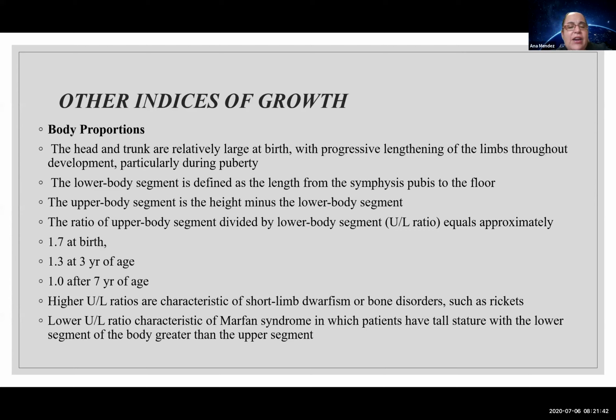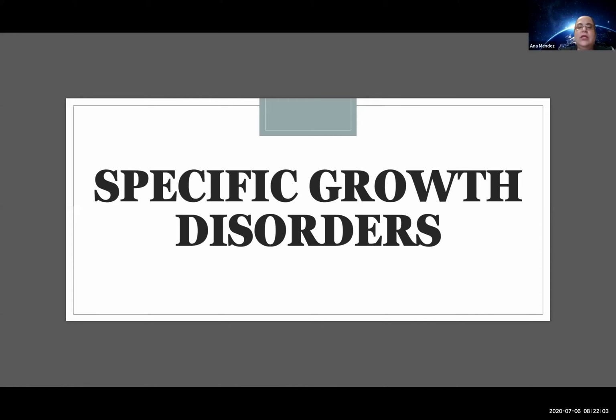Higher upper to lower body segment ratios are characteristic of short-limb dwarfism or bone disorders such as rickets, and a lower upper to lower body ratio is characteristic of Marfan syndrome, in which patients have tall stature with the lower segment of the body greater than the upper segment. So now let's go over specific growth disorders.